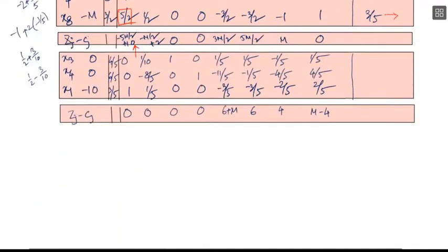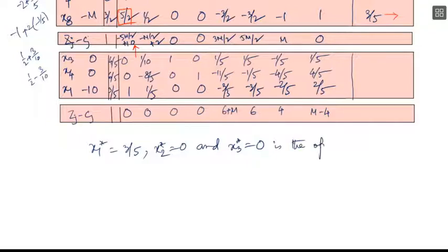Yes. Now all the zj minus cj's are non-negative, so we have reached the optimality condition, and the optimal solution is given by x1 star equals 3 by 5. x2 is not in the basis, so x2 equals 0, and x2 star and x3 star also equal 0 is the optimal solution.